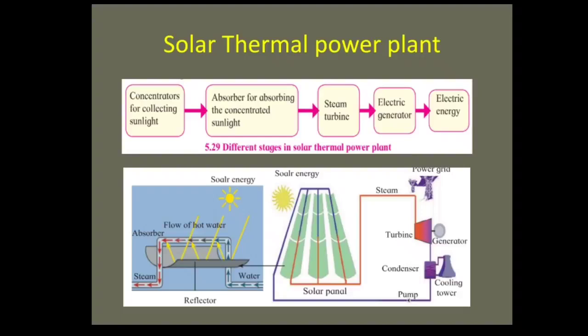Many reflectors reflect and concentrate solar radiation on absorbers. There, solar energy is converted into heat energy. Using this heat energy, steam is generated to drive the turbine and generate electricity.